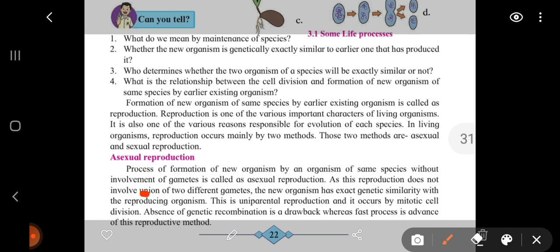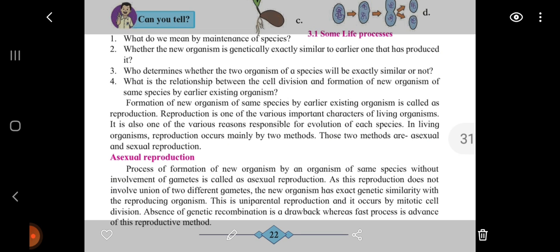As this reproduction does not involve union of two different gametes, the new organism has exact genetic similarity with the reproducing organism. Another important point of this type of reproduction, the new organism has exact genetic similarity. This is uniparental reproduction. Only one parent is involved in this reproduction, and it occurs by mitotic cell division. Okay, so mitotic cell division leads to asexual reproduction, whereas meiotic cell division leads to sexual reproduction, because meiosis leads to the formation of gametes.